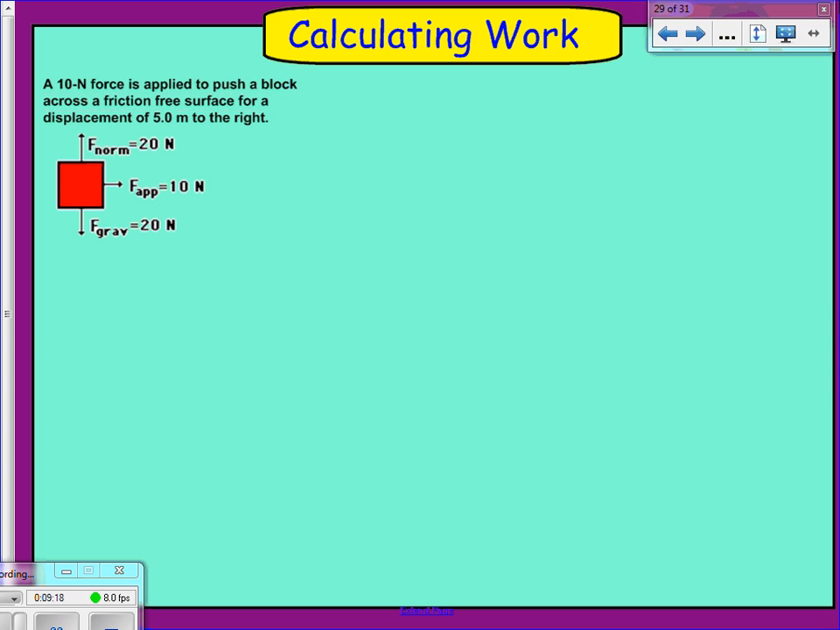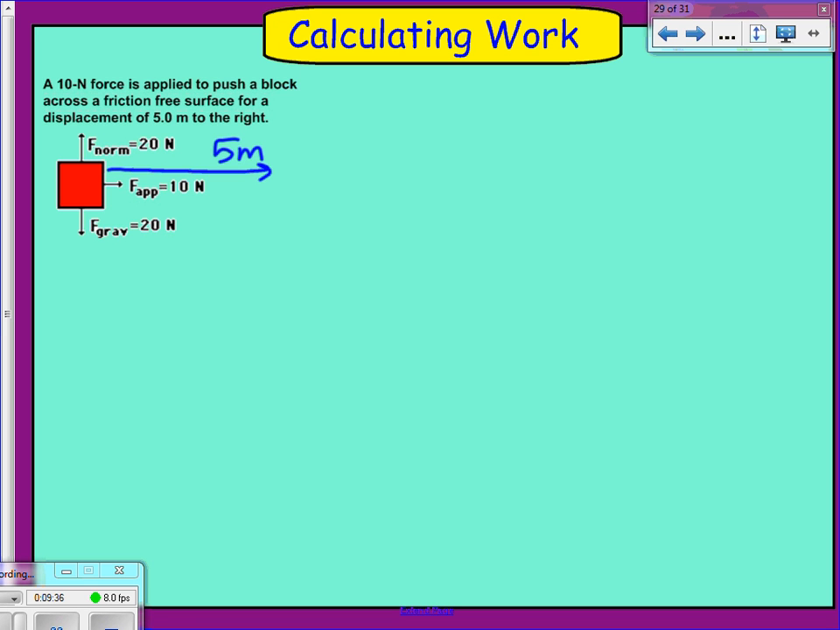Okay, a couple more things before we get into an example problem. Let's look at the figure in front of you. It says a 10 newton force is applied to push a block across a friction-free surface for a displacement of 5 meters to the right. So the block is moving 5 meters to the right, and so there's my displacement vector.